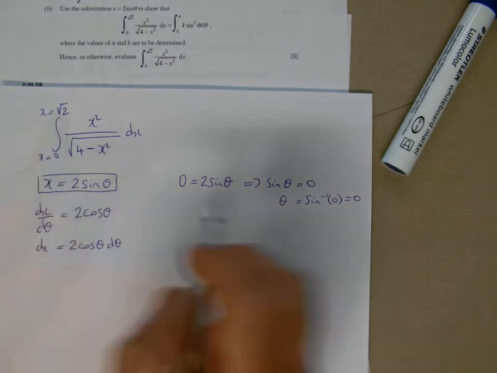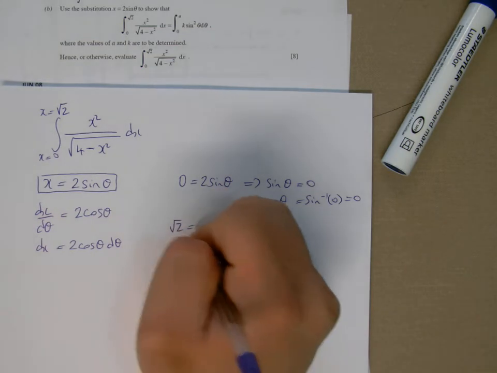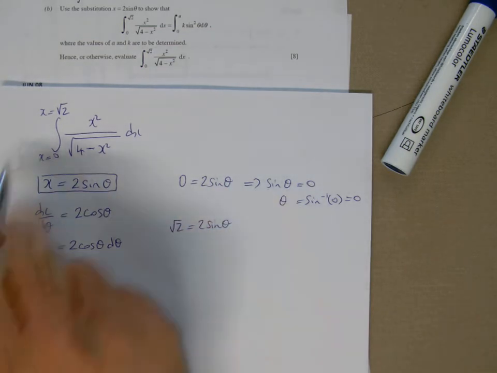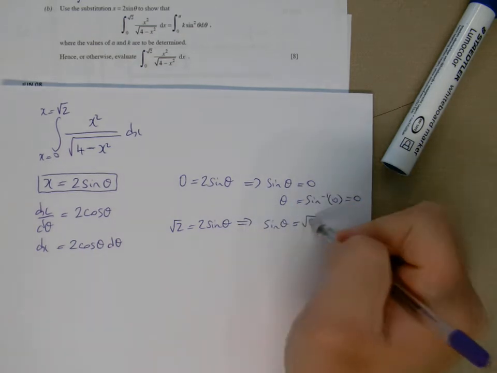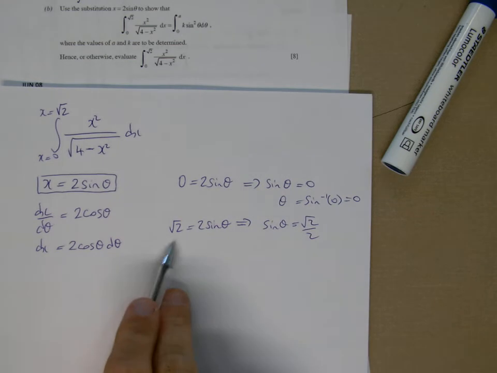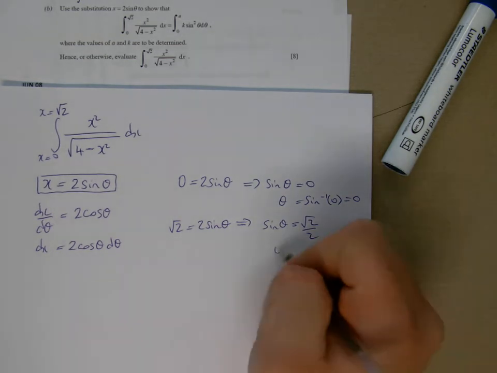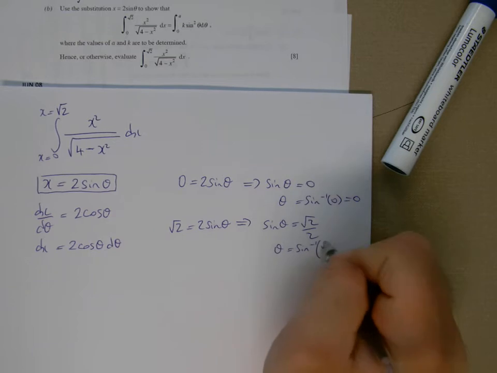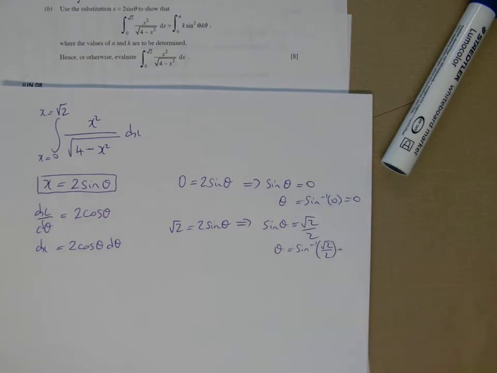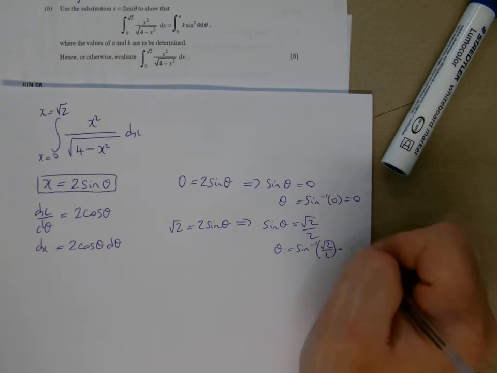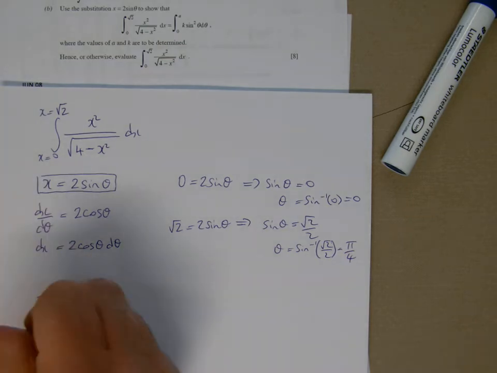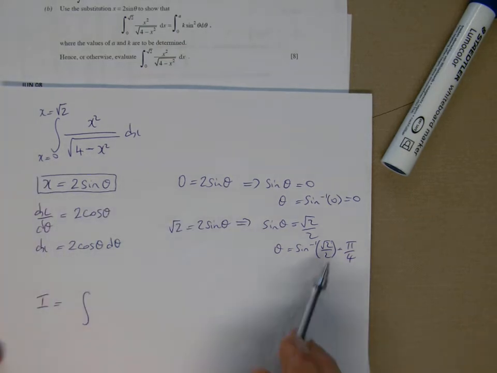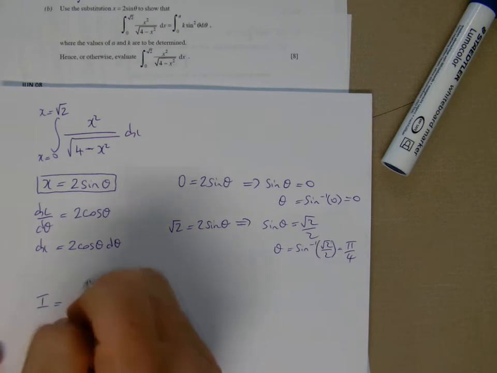Now we've got root 2 equals 2 sine theta for the upper limit. So that implies sine theta equals root 2 upon 2. You take that 2 over and divide. To get theta, you do sine to the minus 1 of this, and do that on your calculator, you get pi over 4. Make sure it's in radian mode. It's got to be in radian mode. So my integral I becomes, my limits are 0, pi over 4.